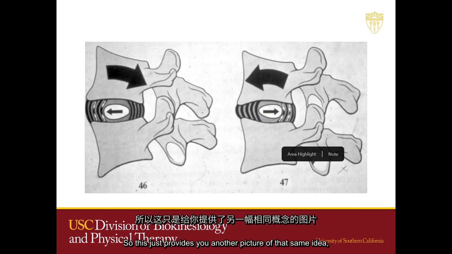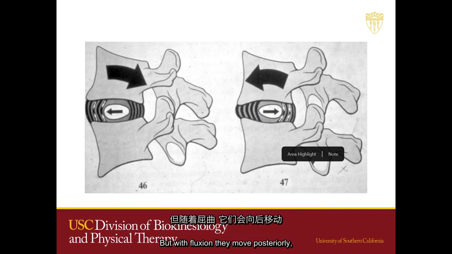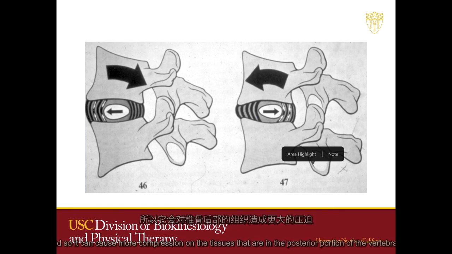This just provides you another picture of that same idea. You can see here that with extension in the first picture, the disc and even the annulus, basically the nucleus and annulus, move anteriorly, but with flexion they move posteriorly. And so it can cause more compression on the tissues that are in the posterior portion of the vertebrae.